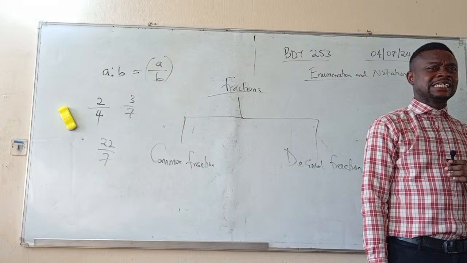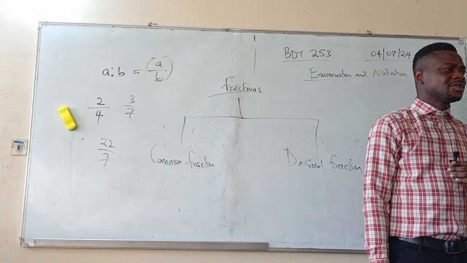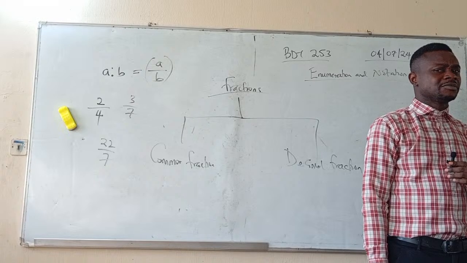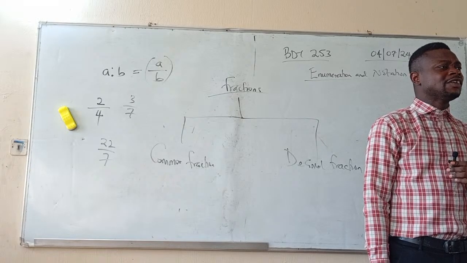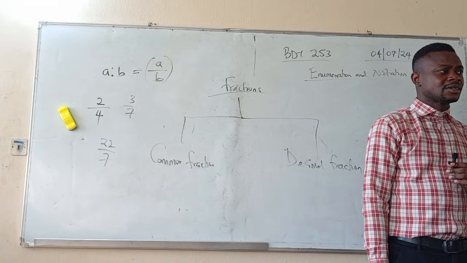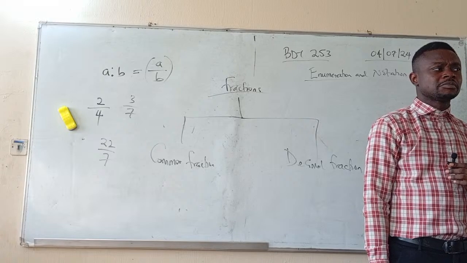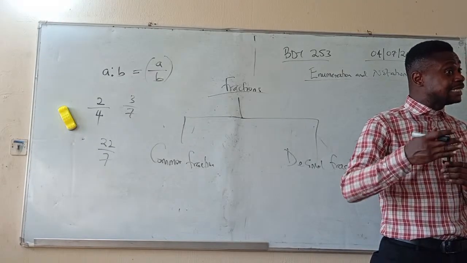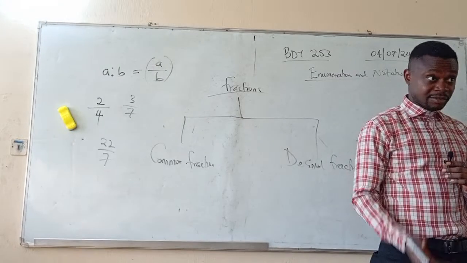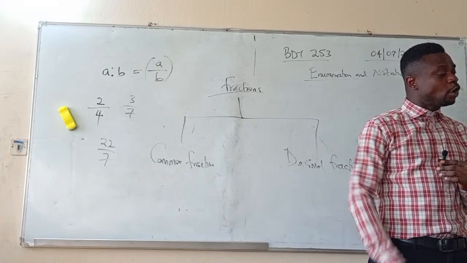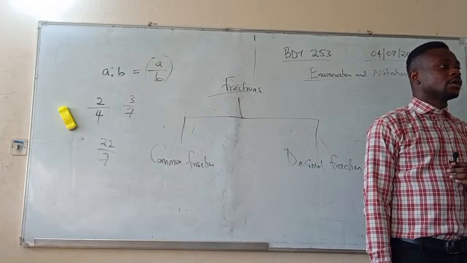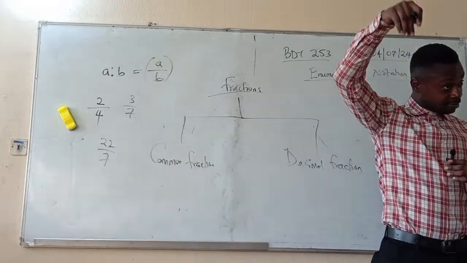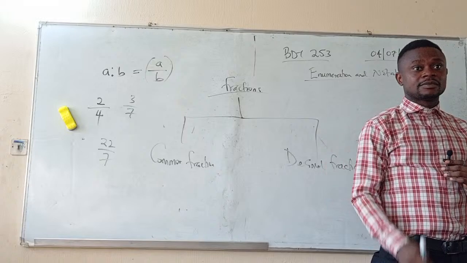Recurring. Is that the right word to use? No. If it has what? No. Terminating, the decimal is rational. So, how do you know? It can also be recurring and be rational.